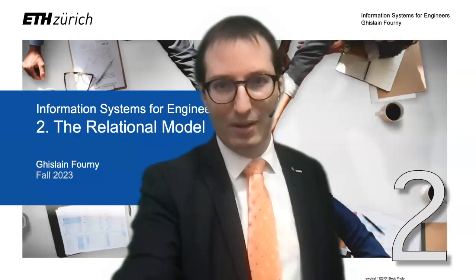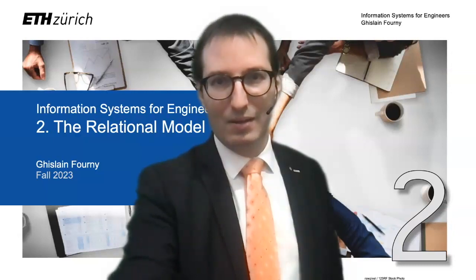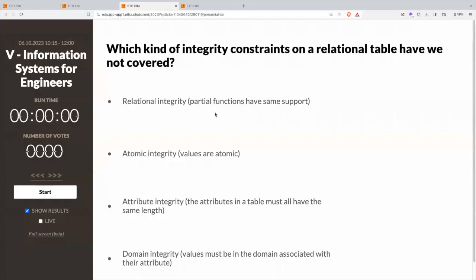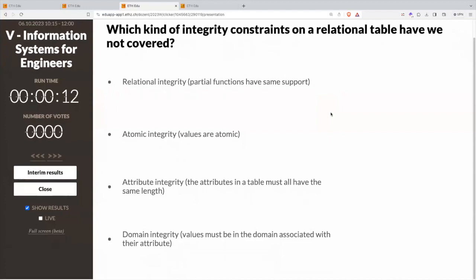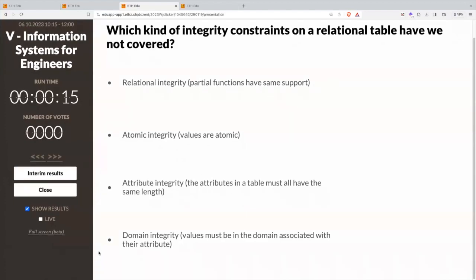So before we continue, I have two questions for you that I'd like to ask you on the Clicker app. This is the first question, which is: what kind of integrity constraints on a relational table have we not covered? Here are 4 of them, and there are 3 of them that we did cover, and 1 of them we didn't, because that doesn't make sense. So I'm asking you to pick the one that is incorrect among the 3. So is it relational integrity, atomic integrity, attribute integrity, or domain integrity?